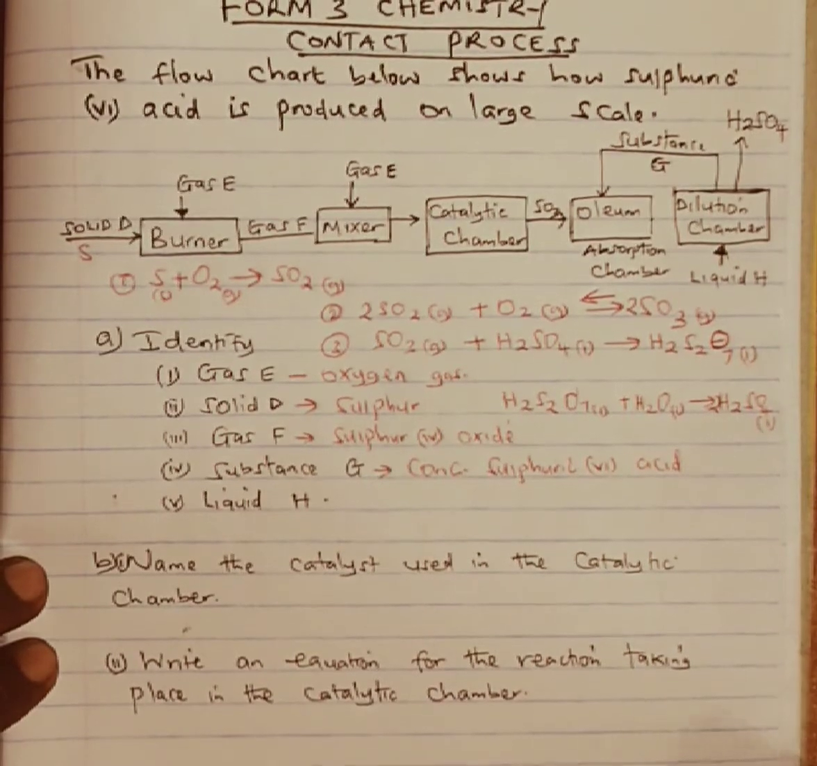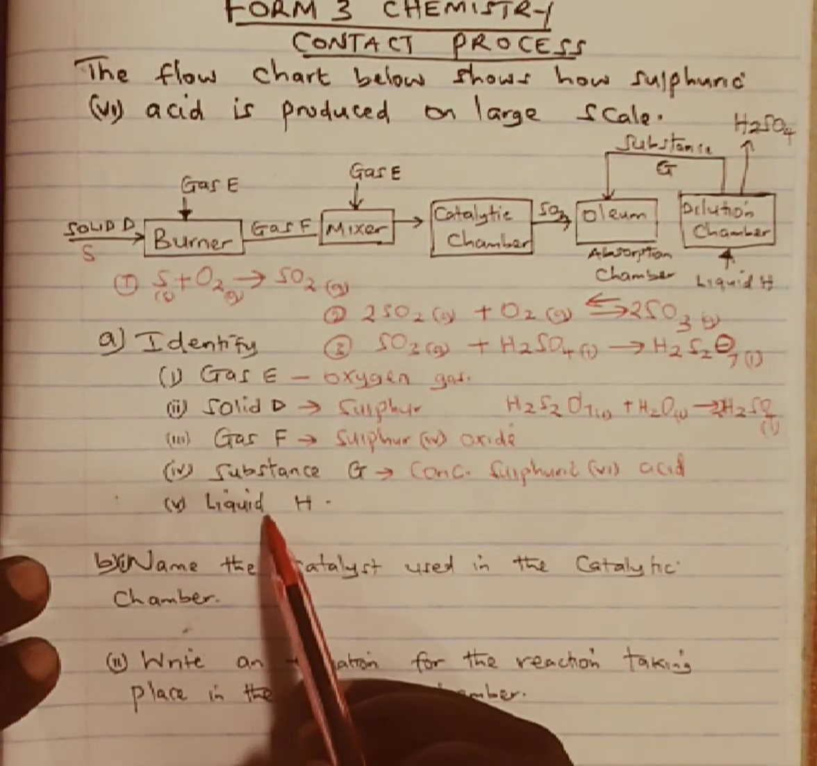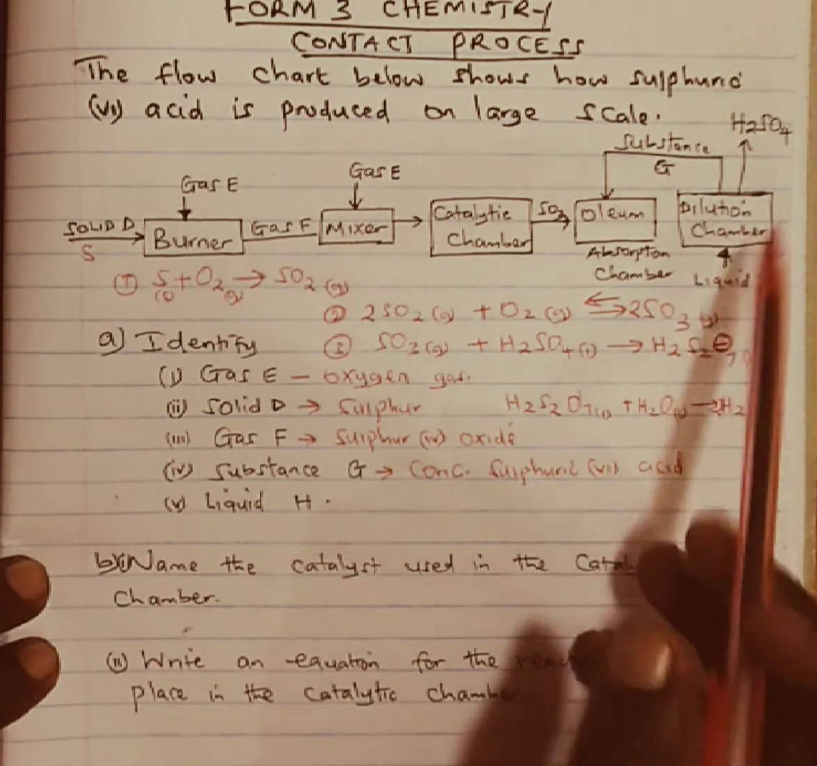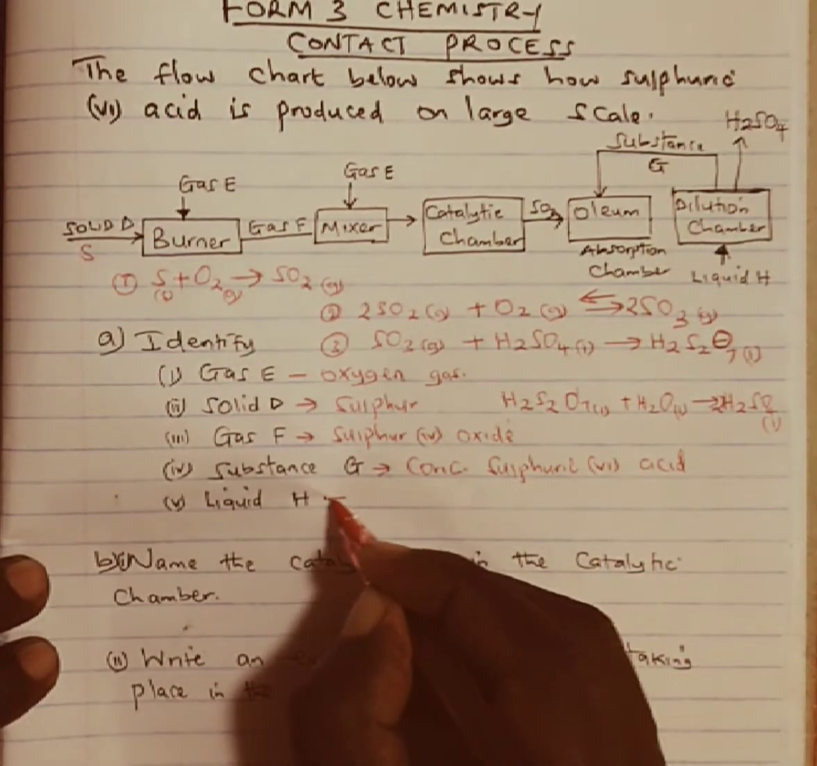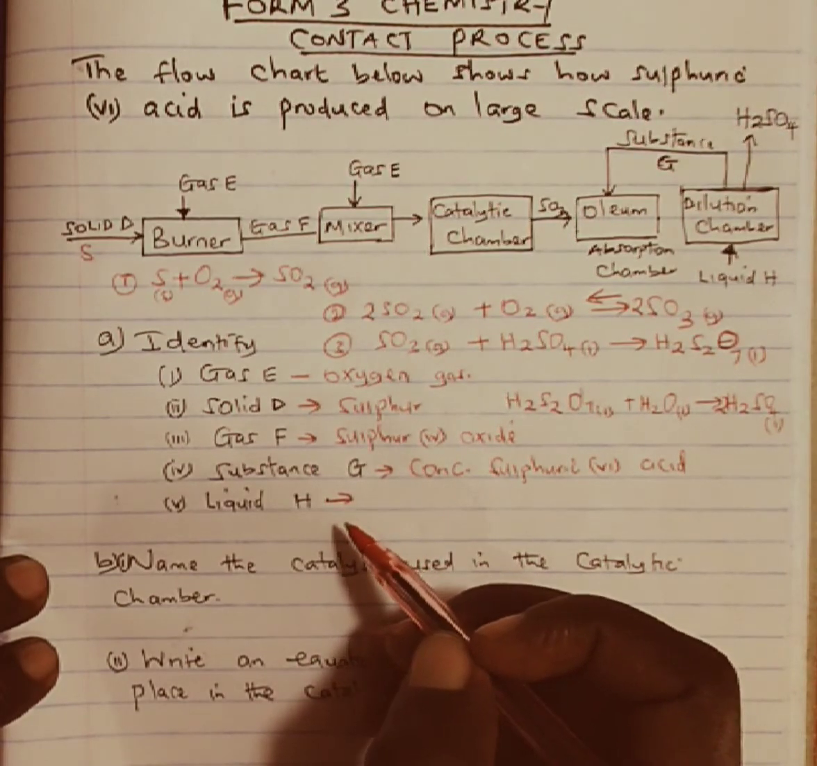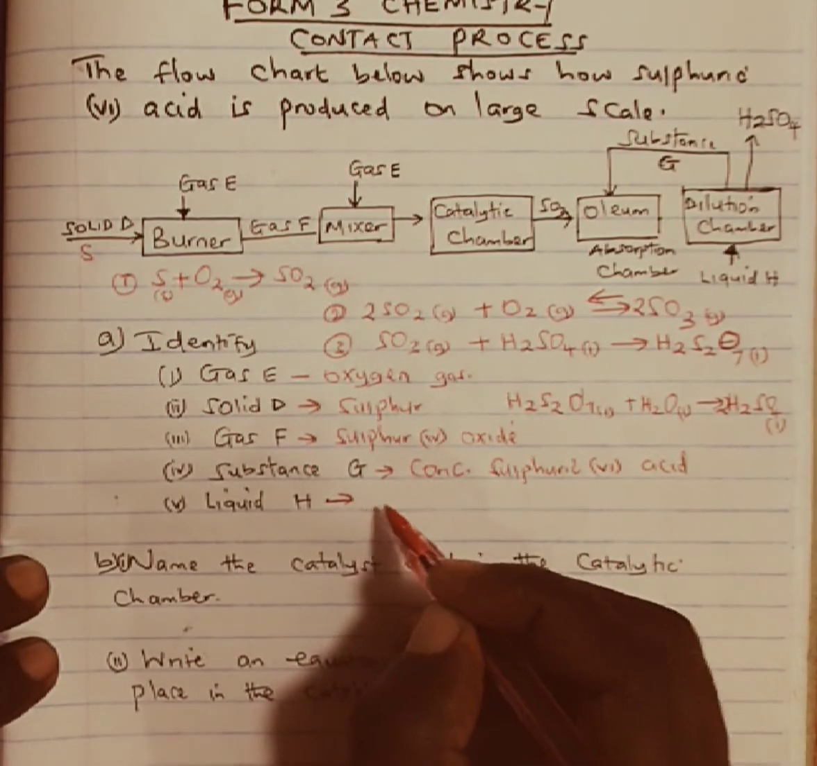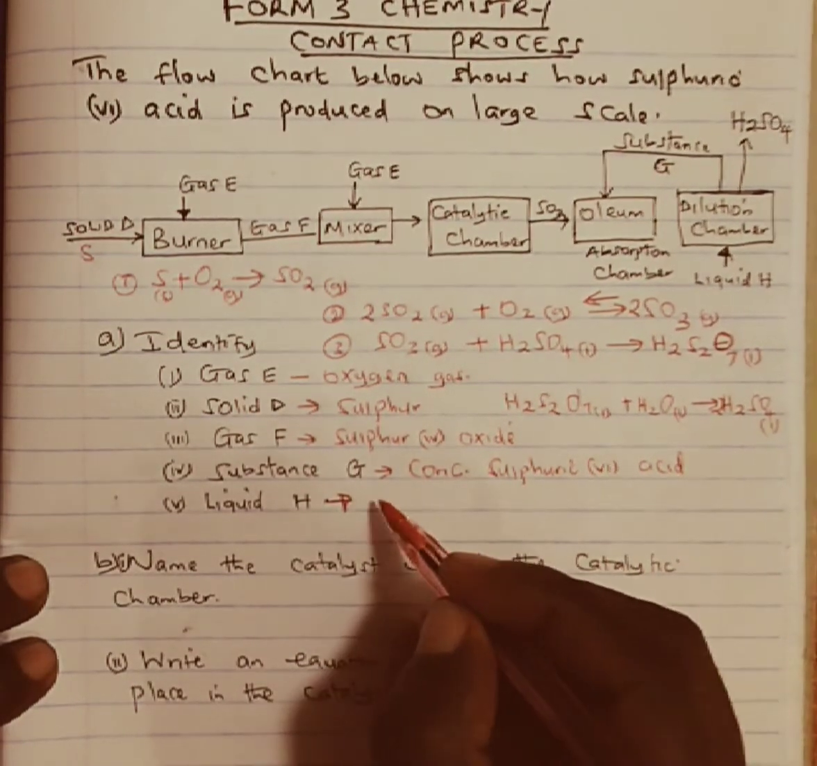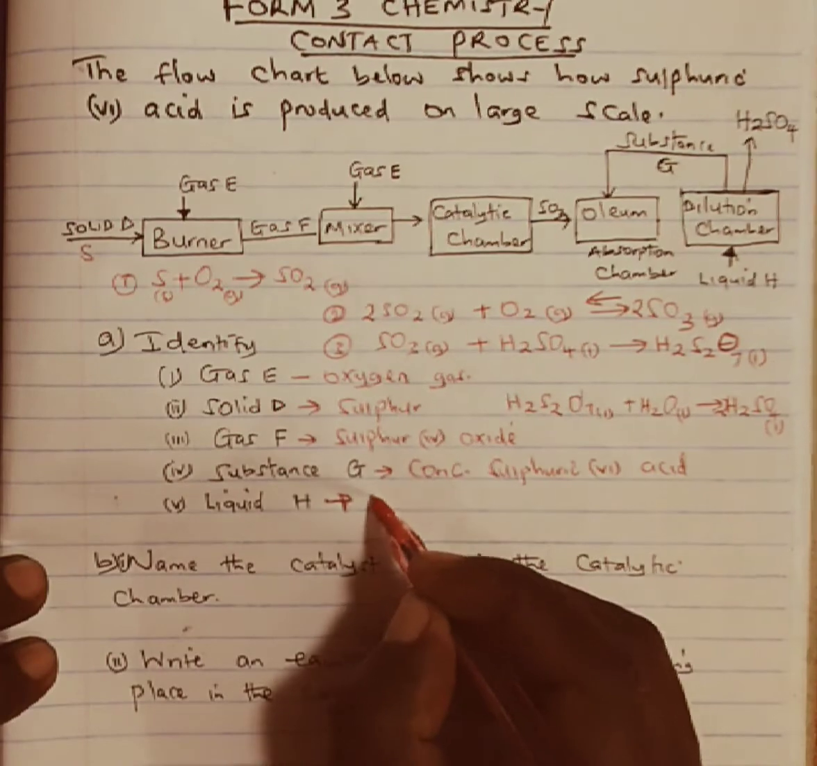Next, liquid H. Liquid H is the one that is taken into the dilution chamber, and for us to get concentrated sulfuric acid, we dilute oleum with water for us to get the acid that we are targeting. So liquid H is water.